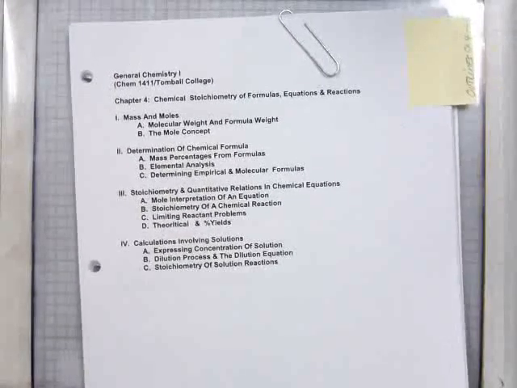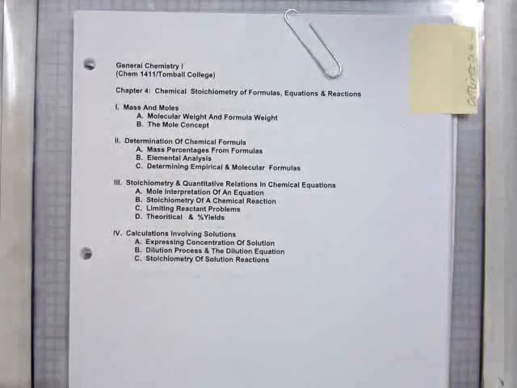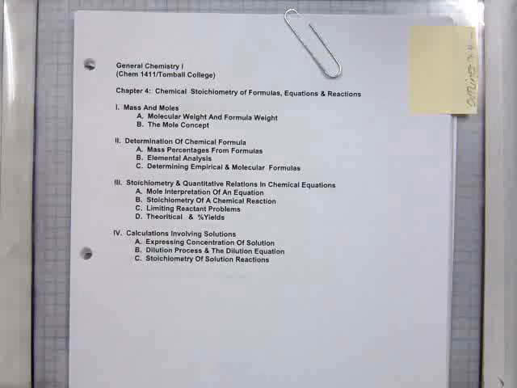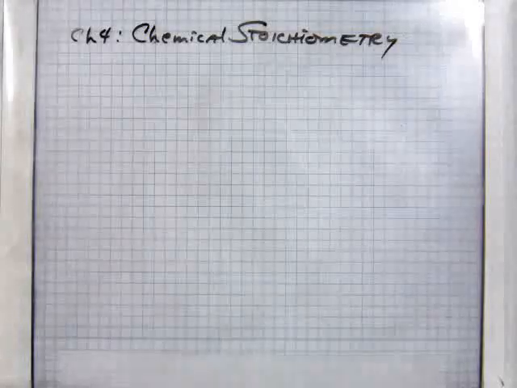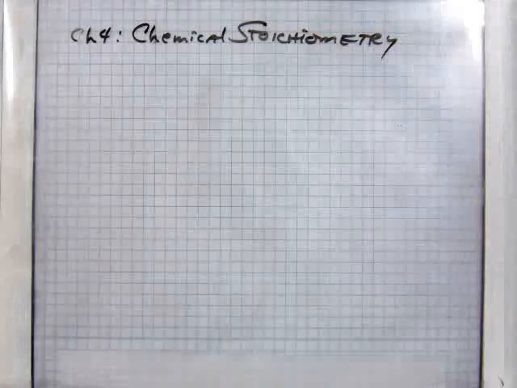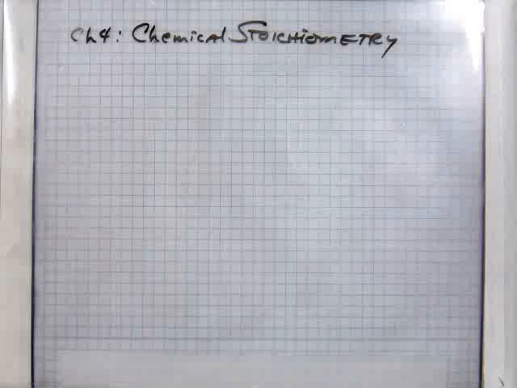This section comes from the lecture outline, Chapter 4, Chemical Stoichiometry, Formulas, Equations, and Reactions. And it will evolve using ideas that revolve around elements, molecules, and reactions. Chemical stoichiometry is the application of mathematics to solving problems in chemistry.